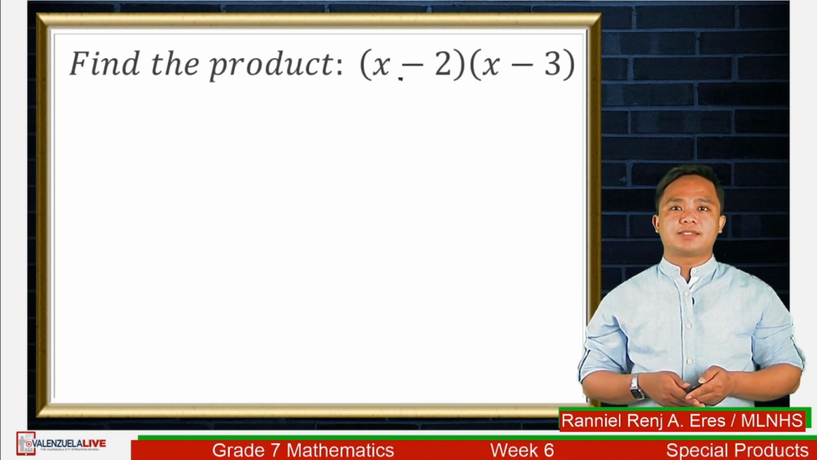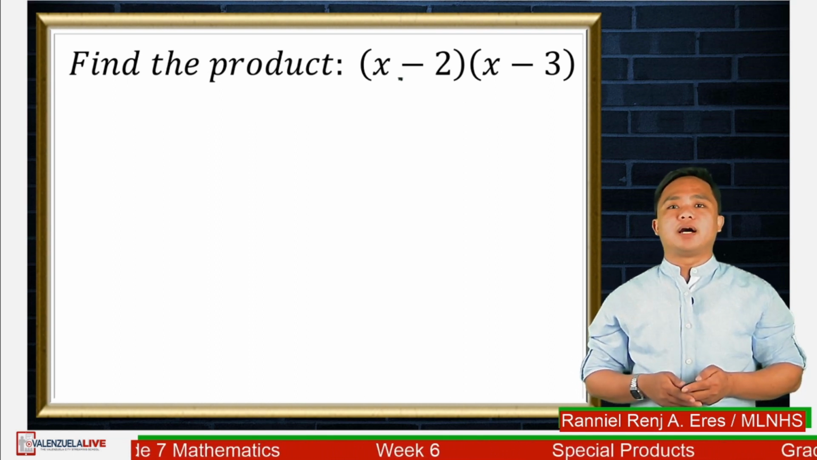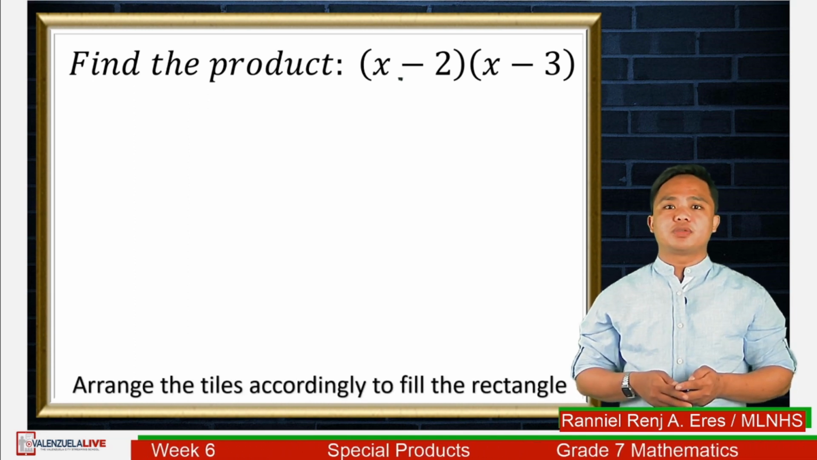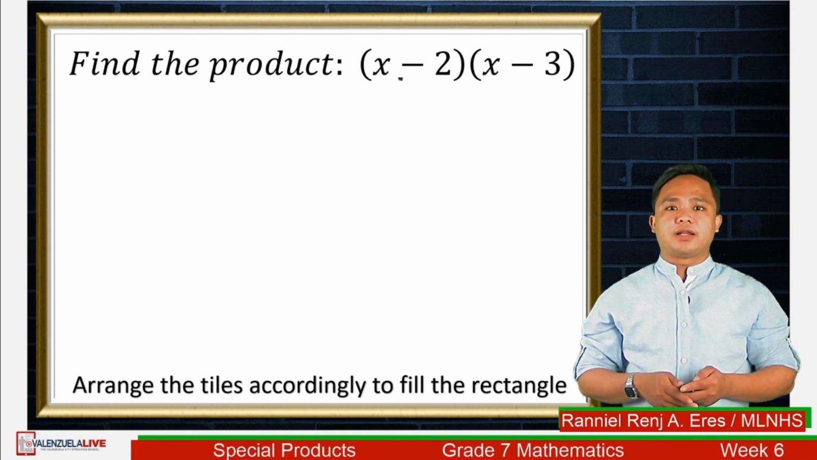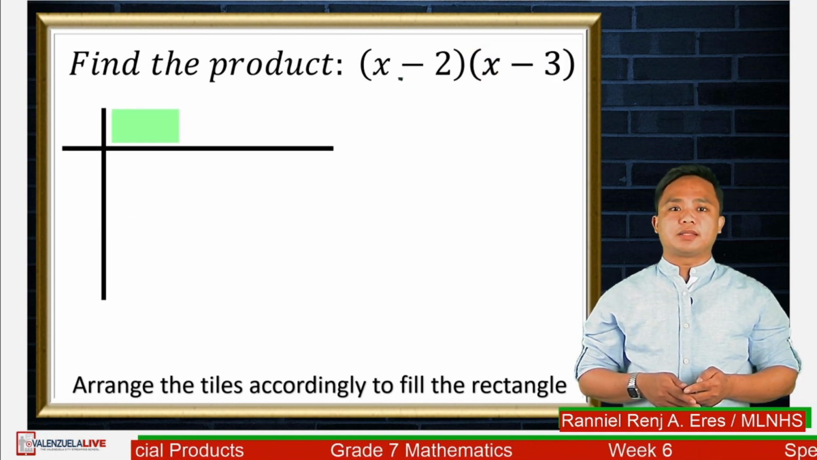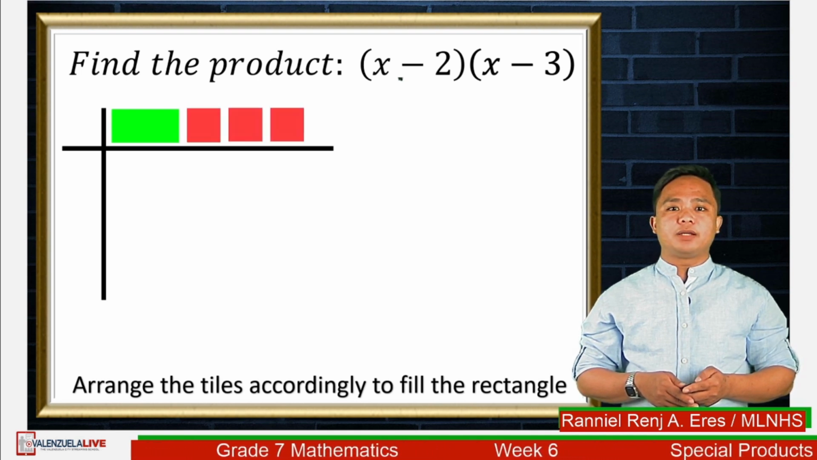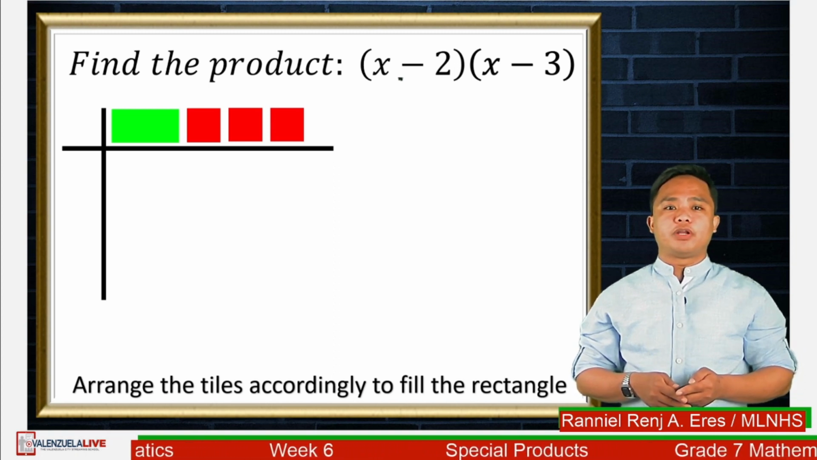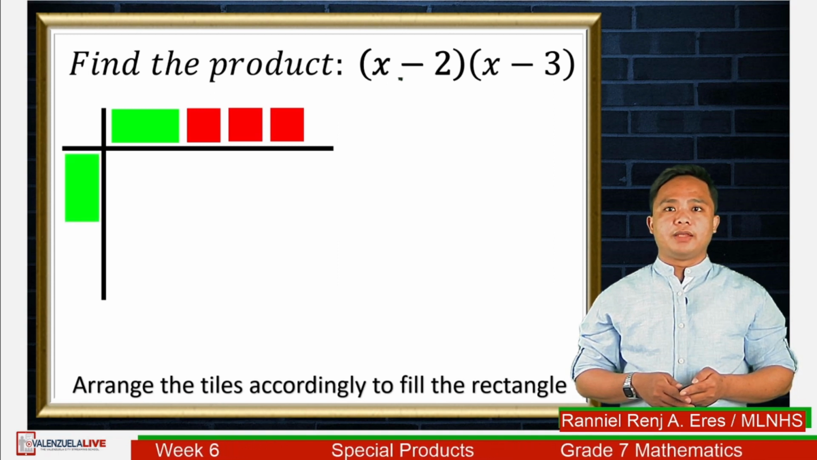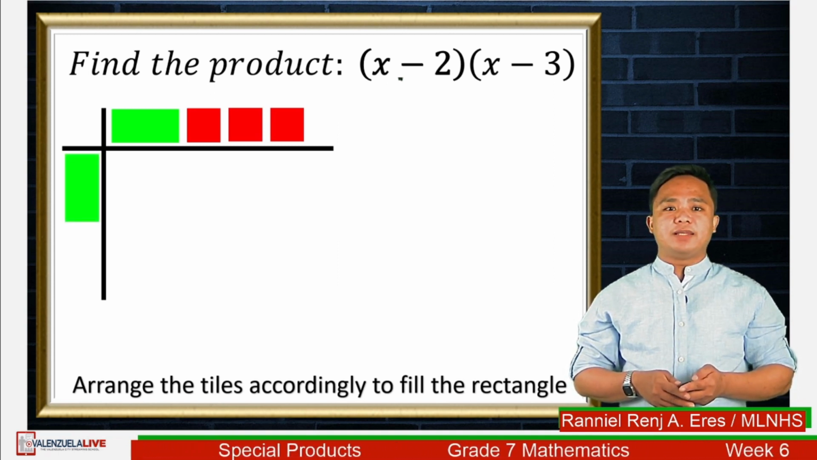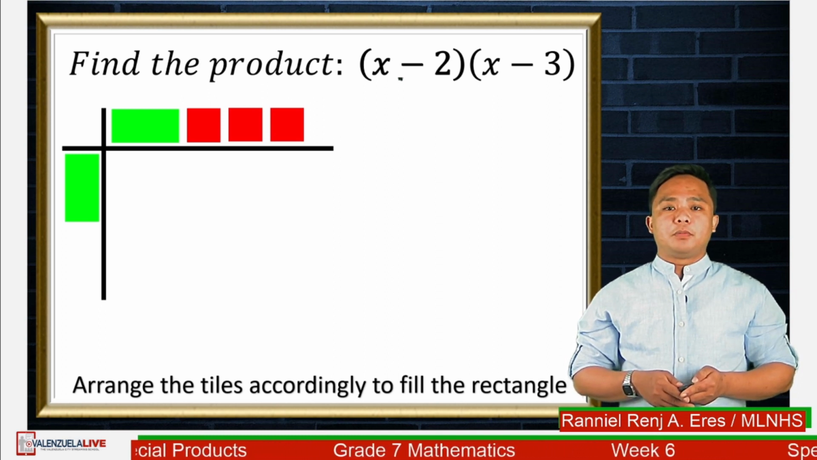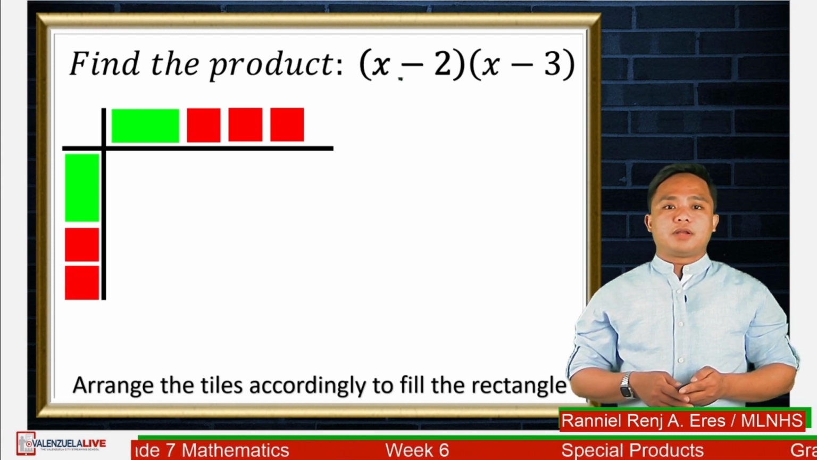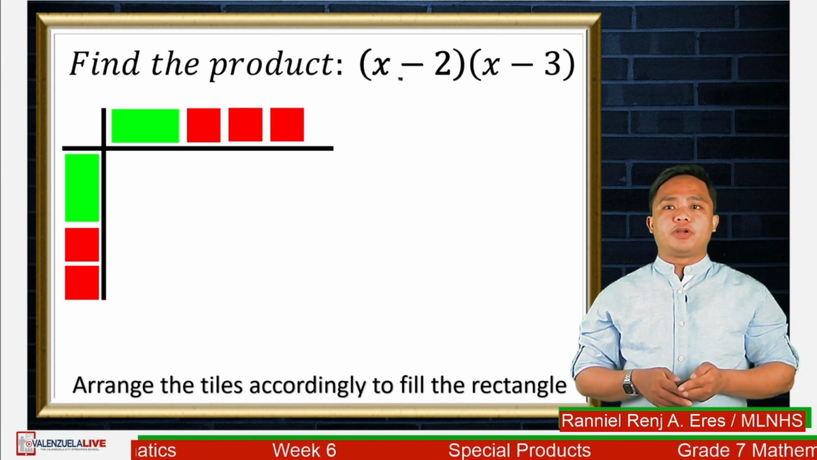Okay, so next. Find the product of the quantity x minus 2 times the quantity x minus 3. Again, first we will arrange the tiles accordingly to fill the rectangle. We will put x minus 3 at the top, represented by one green rectangle tile for x and three small red square tiles for -3. And we will put x minus 2 at the left side, represented by one green rectangle tile for x and two small red square tiles for -2.